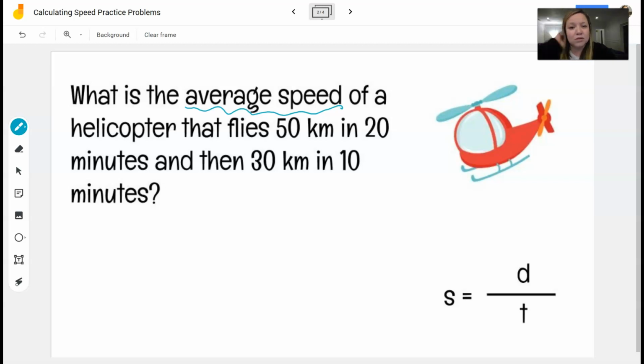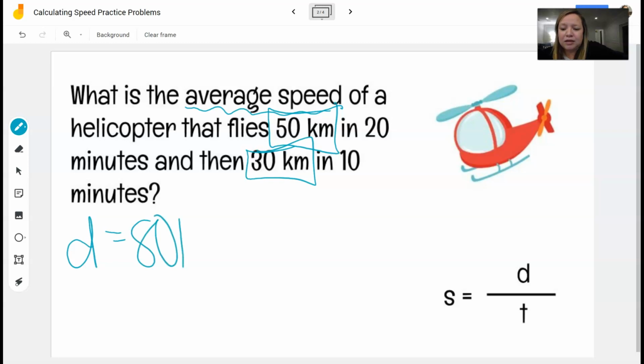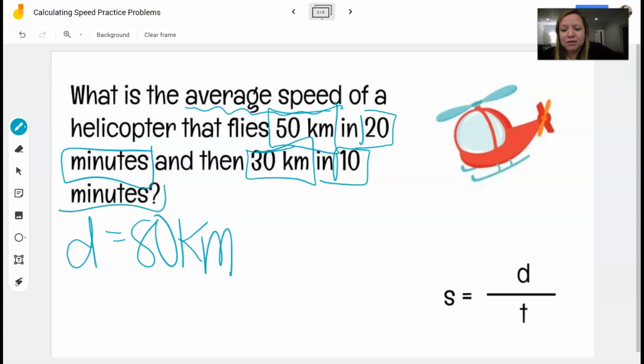So to get my total distance, I have to get all of the distance traveled. So I know this helicopter traveled 50 kilometers and an additional 30 kilometers. So my total distance is 80 kilometers here, okay? Now I need to do the same thing for time. It traveled 20 minutes and also another 10 minutes. So my total time is going to be 30 minutes.